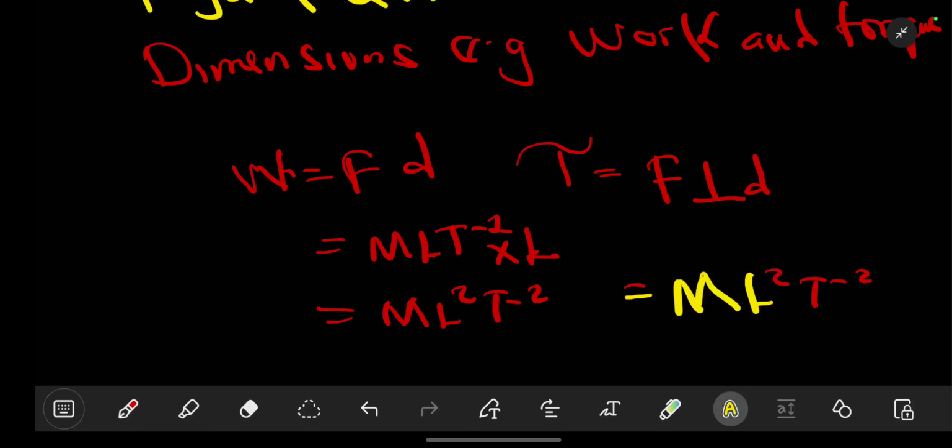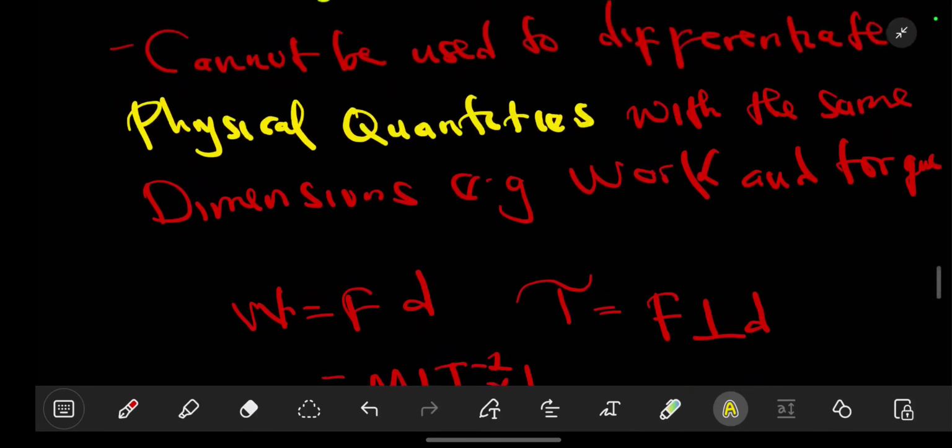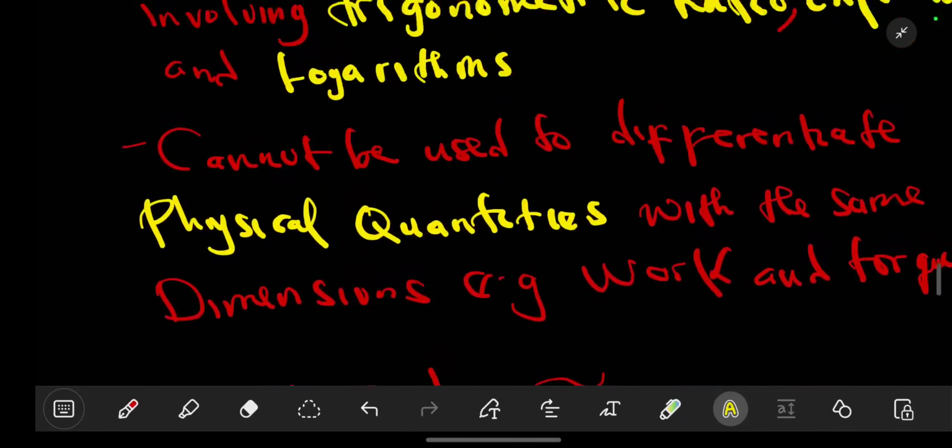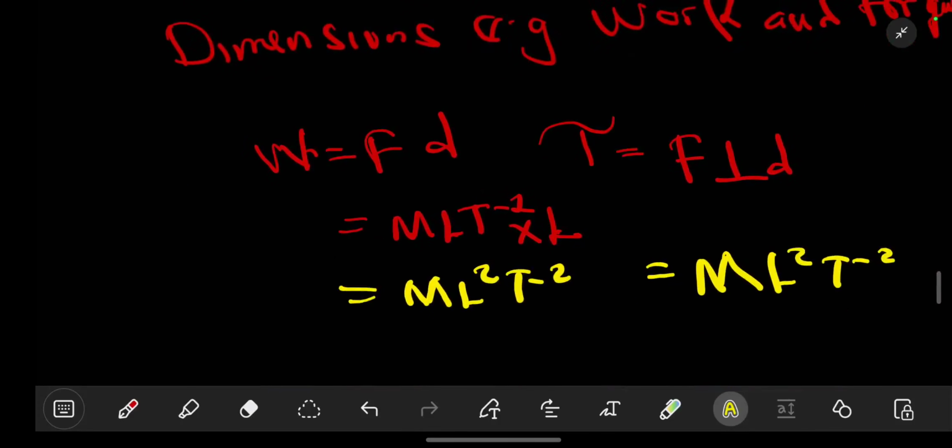Now if you have these dimensions, let's say after deriving an equation, you are unable to tell if this is torque or if this is work. So dimensional analysis cannot differentiate between physical quantities with the same dimensions. Let's move on to our next question.